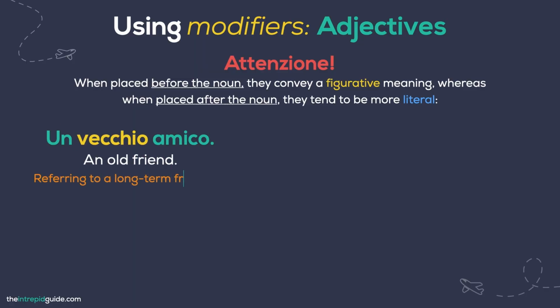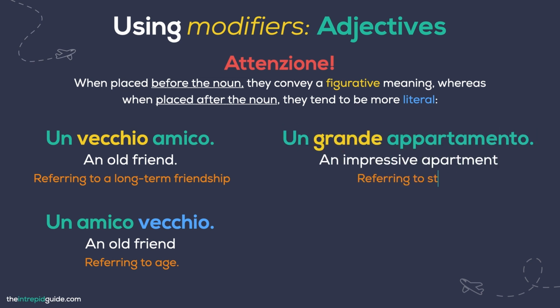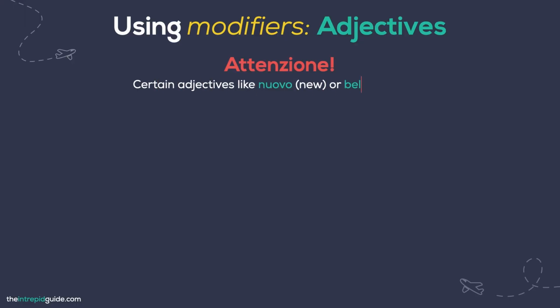Un vecchio amico. An old friend, referring to a long-term friendship, or un amico vecchio, an old friend, referring to their age. Un grande appartamento, An impressive apartment, referring to status. Un appartamento grande, A big apartment, this refers to its size. Now certain adjectives like nuovo, new, or bello, nice or beautiful, can change function based on their position.